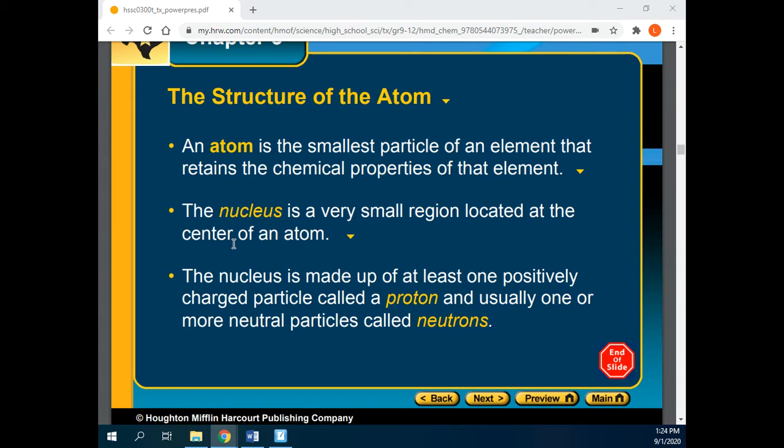The nucleus is made up of at least one positively charged particle called a proton, okay, and then also neutrons, which are neutral. So again, you'll probably need to jot that down in your notes unless you think you can remember it. Kind of up to you. I know this should be old material that you are reviewing, but remember, in the nucleus of an atom are protons and neutrons.